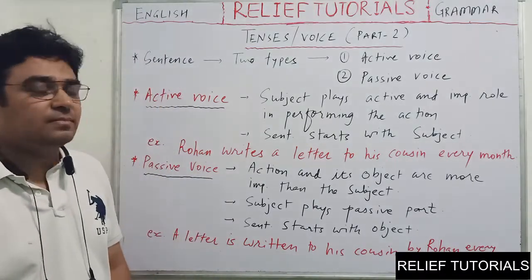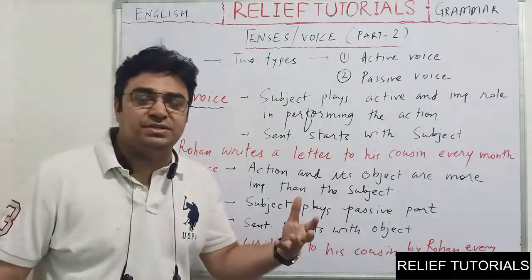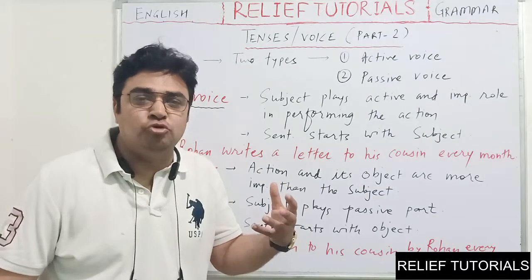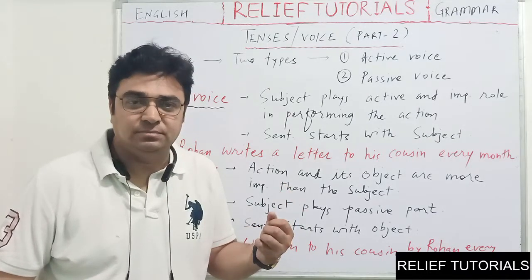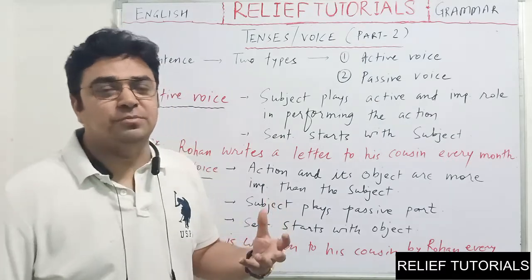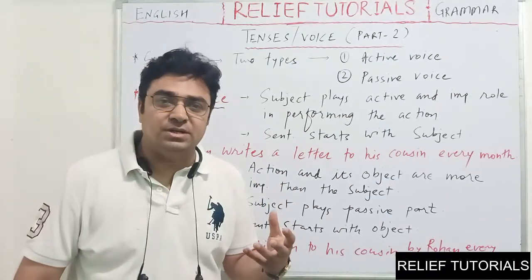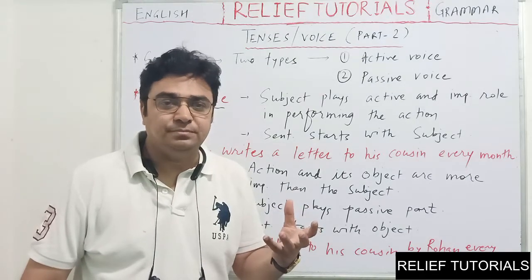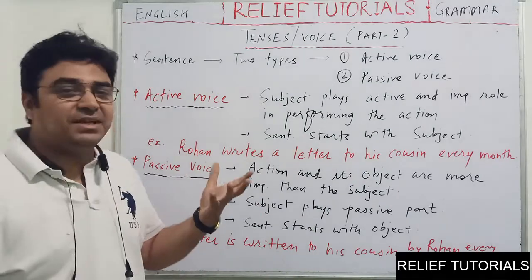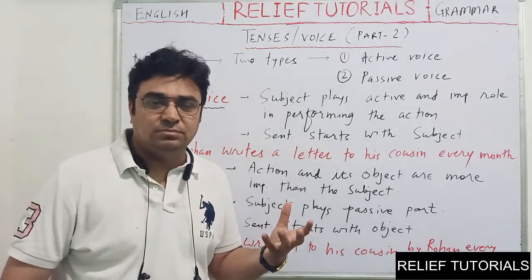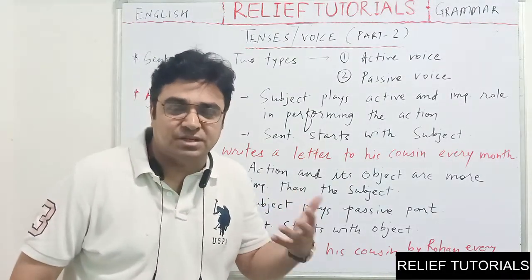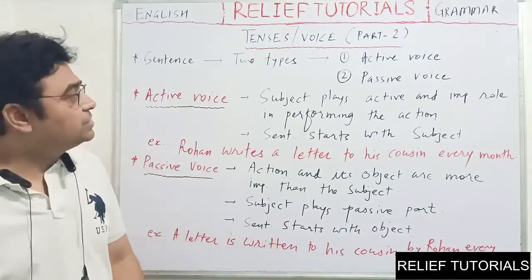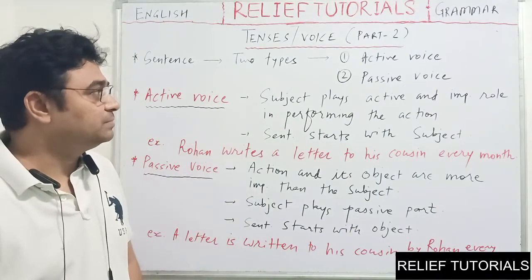Friends, as we know, sentences are made of words. A group of words that gives you complete sense is called a sentence. And sentence formation is possible with two types of words, that is noun and verb, but the verb has to be a finite verb. Now, sentences are of two types. As far as the structure of the sentence is concerned, one is called active voice, the other one is called passive voice.